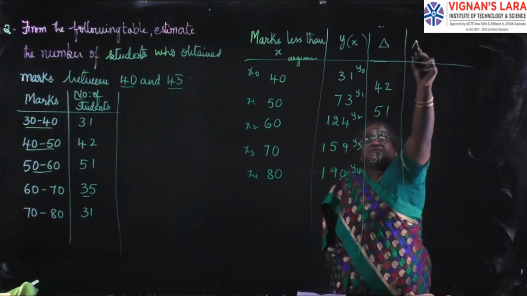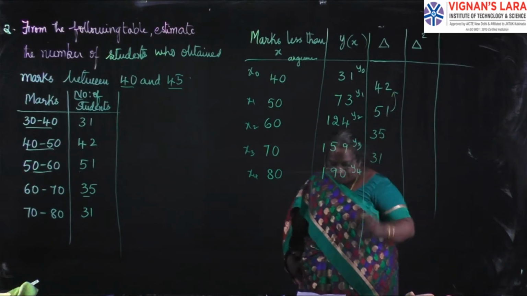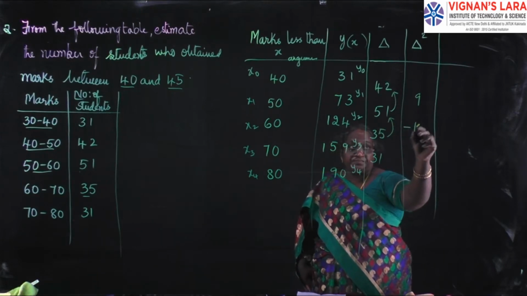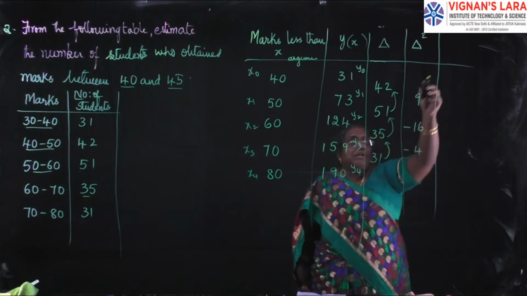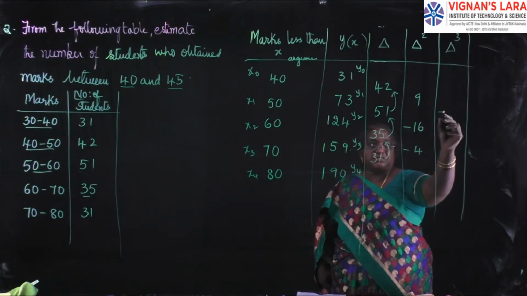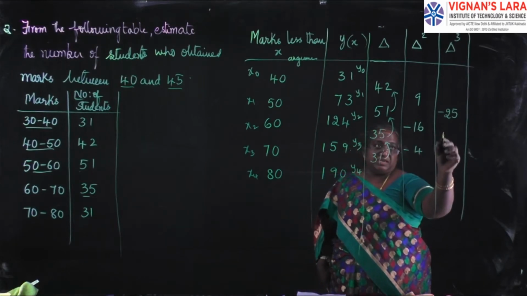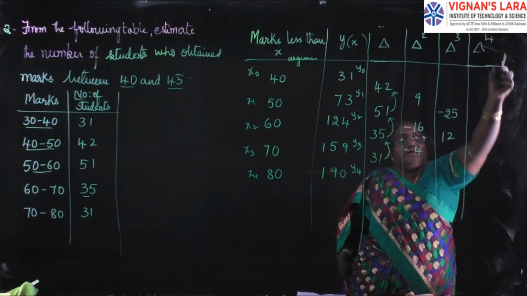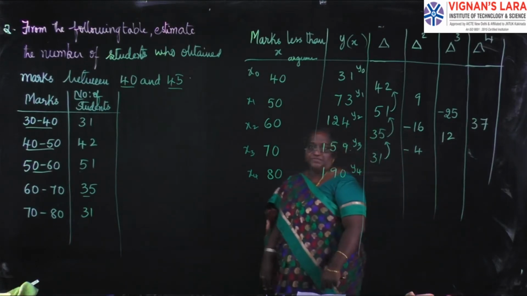Next, second forward difference, del square. 51 minus 42 is 9. 35 minus 51 is minus 16. 31 minus 35 is minus 4. Next, third forward difference: minus 16 minus 9 is minus 25. Minus 4 minus of minus 16 is 12. Next, fourth forward difference is 12 minus of minus 25, which is 37. This is the difference table.